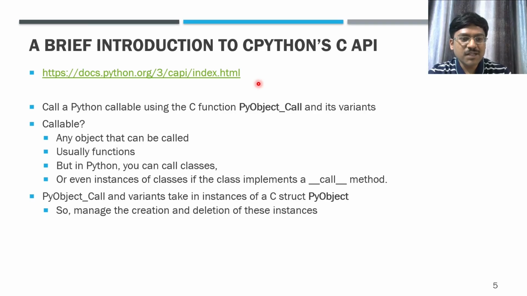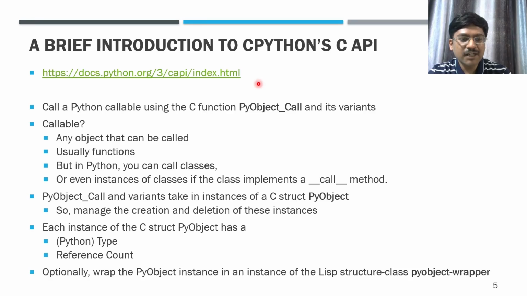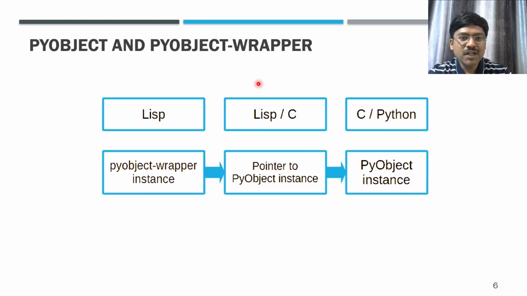While using from Lisp, we need to manage the creation and deletion of the instances of PyObject. Each instance of the C struct PyObject has a Python type and a reference count associated with it. We may wrap the PyObject instance in an instance of a Lisp structure class pyobject-wrapper. So to sum up, in the C or Python world we have a PyObject instance. In the Lisp or C world we have a pointer to that instance, and in Lisp we can create a pyobject-wrapper that holds the pointer to the PyObject instance.